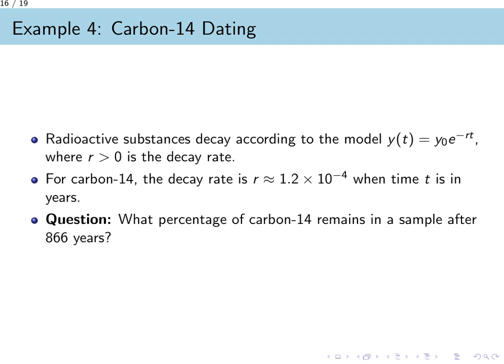For the specific case of carbon-14, experiments show that the decay rate r is approximately 1.2 times 10 to the power of -4, assuming time is measured in years. Notice the negative sign in the exponent, which ensures the amount decreases over time, unlike the growth models we saw earlier. With this formula and the known decay rate, we can now answer the question of how much carbon-14 is left after a certain number of years.